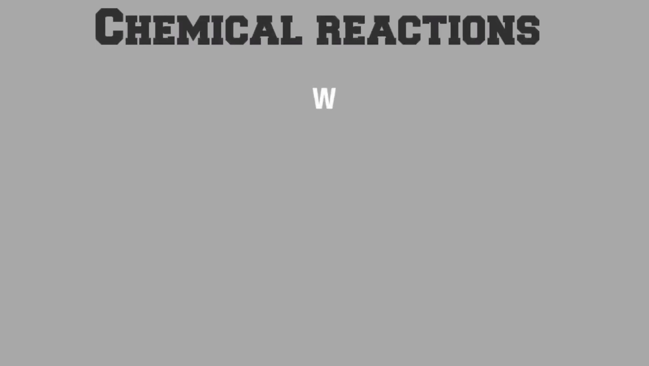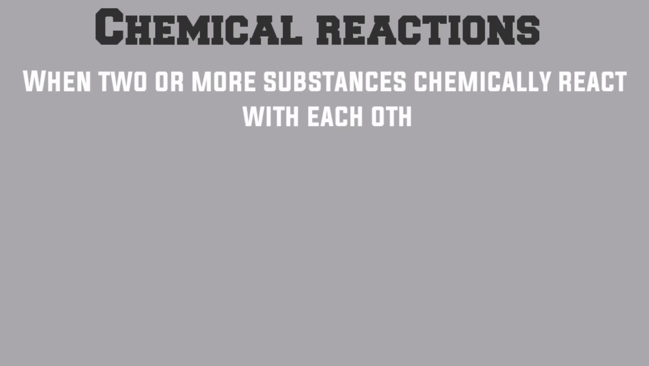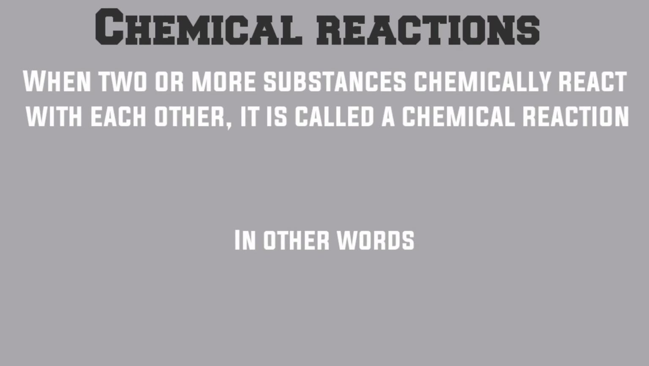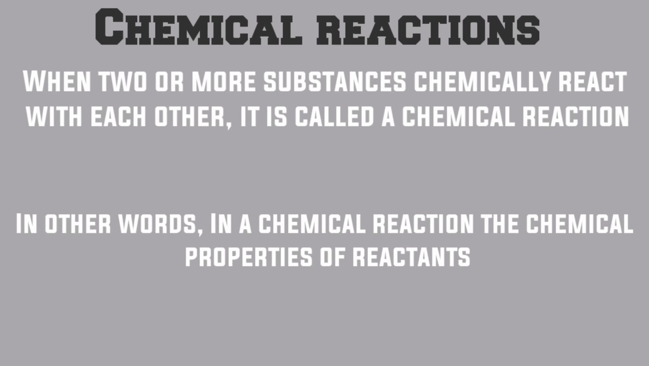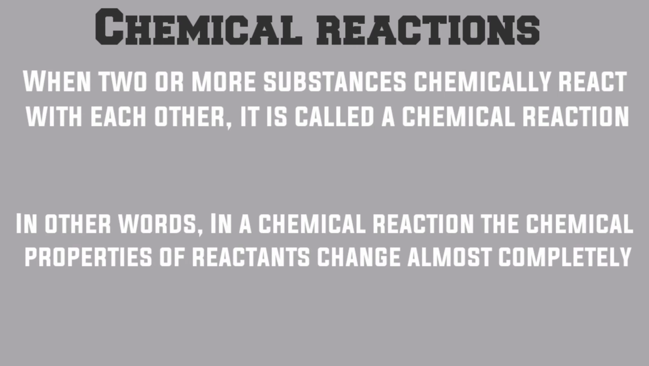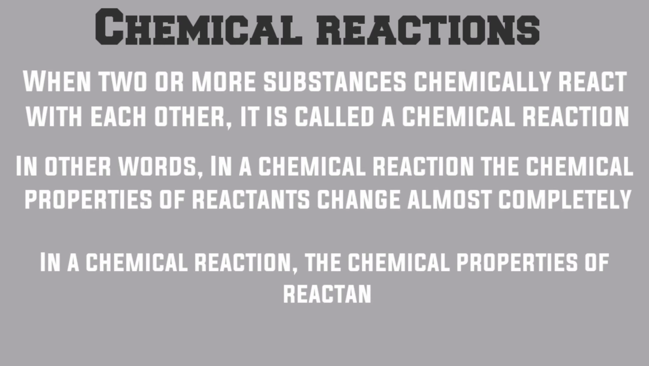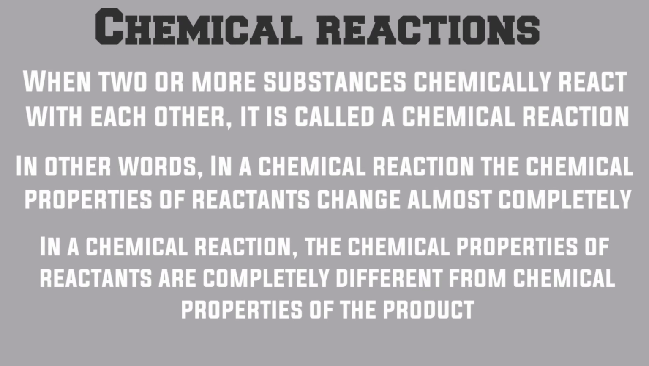In today's video we are going to discuss chemical reactions. So what is a chemical reaction? When two or more substances chemically react with each other, it is called a chemical reaction. In other words, in a chemical reaction, the chemical properties of the reactants change almost completely, and the chemical properties of the reactants are completely different from the chemical properties of the product.